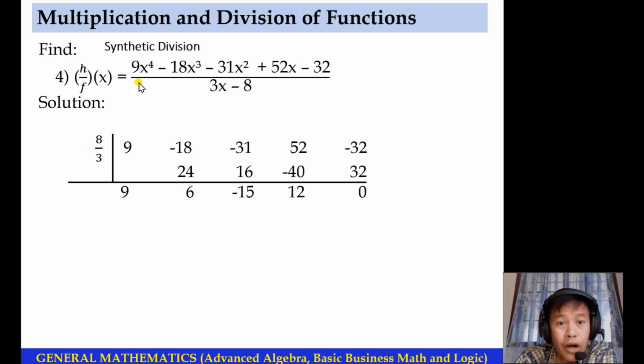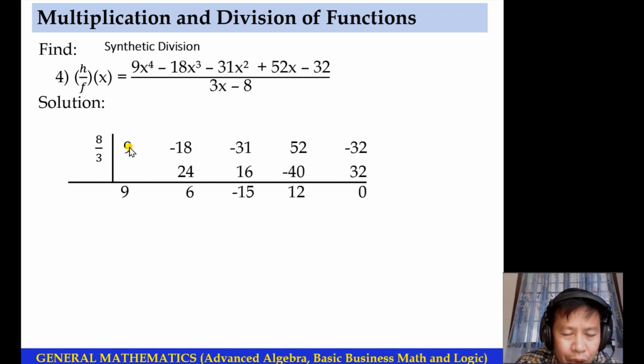Now, what you need to do is to enumerate all the coefficients of the dividend. Okay, arrange in descending order. You have 9, negative 18, negative 31, 52, negative 32. Then you are going to equate the divisor to 0. Then solve for the value of x. Therefore, our x is 8 over 3. Did you understand, students?